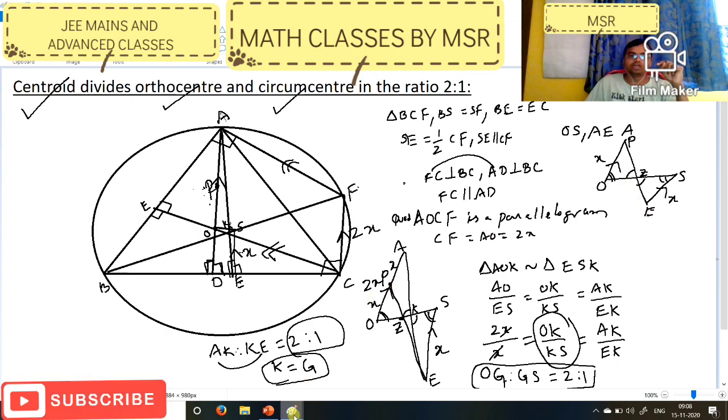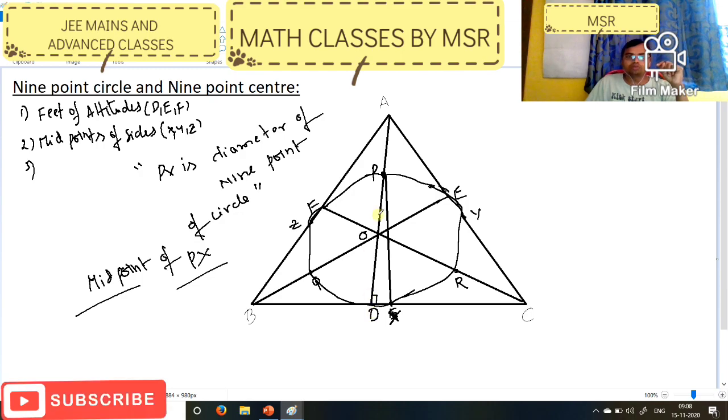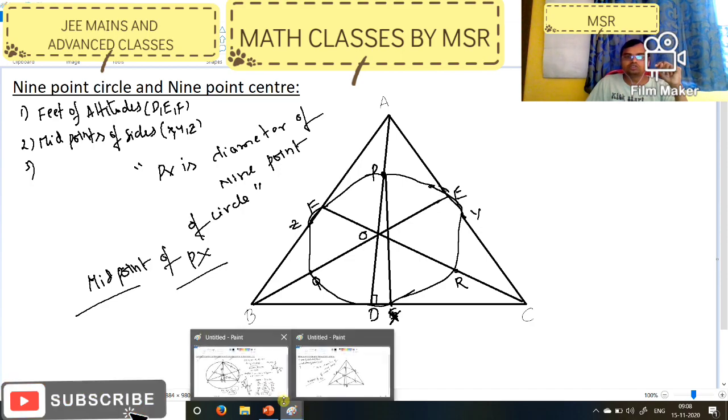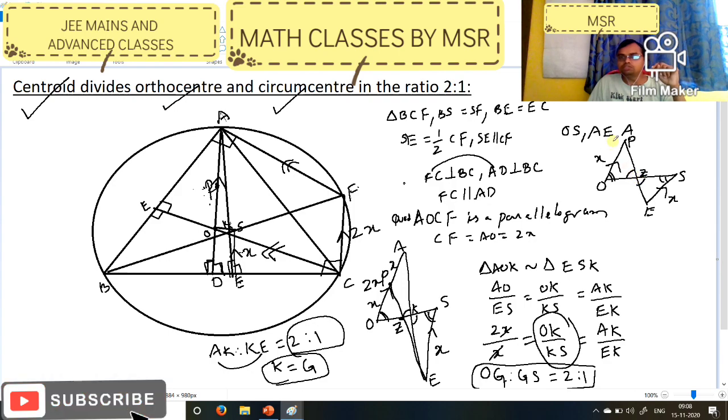Yes or no? The diameter of the 9-point circle is from the midpoint of AO to the midpoint of the side BC. That only we considered here. So AE is the median. Sorry, PE is the line segment joining the midpoint of AO and E is the midpoint of the side BC. Now PE acts as the diameter of the 9-point circle. Now you check this triangle and this triangle. These two triangles are similar. Yes, if at least two angles are equal, then the triangles are similar.